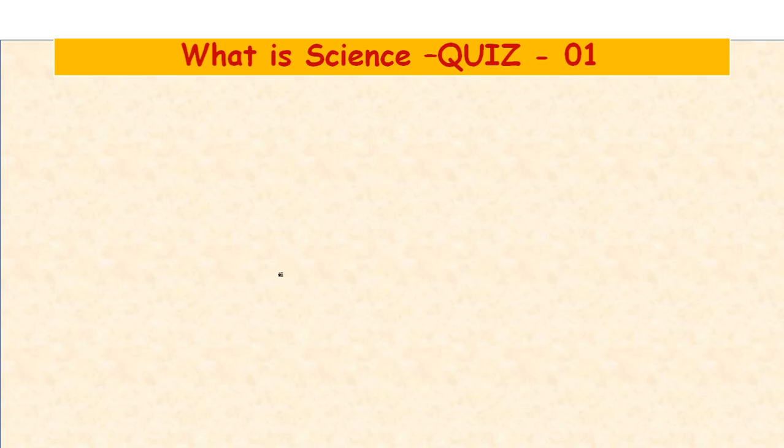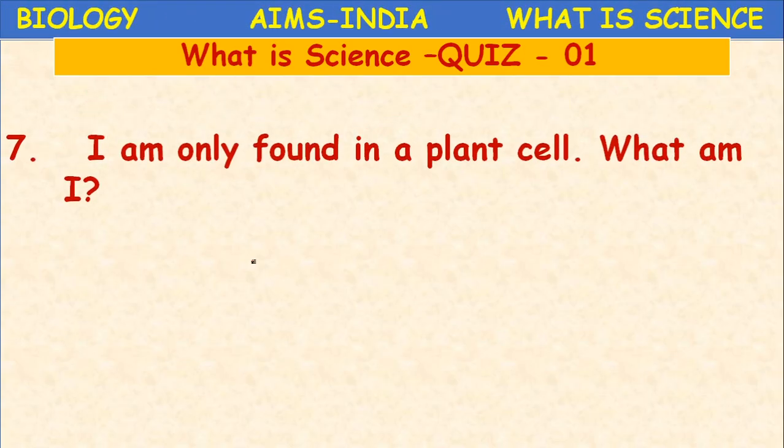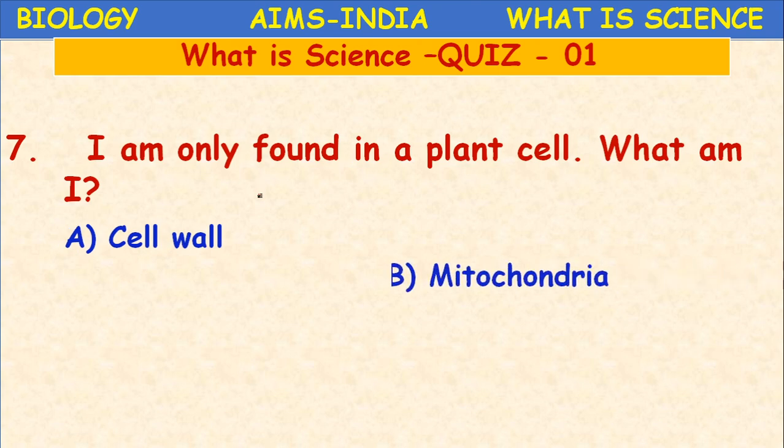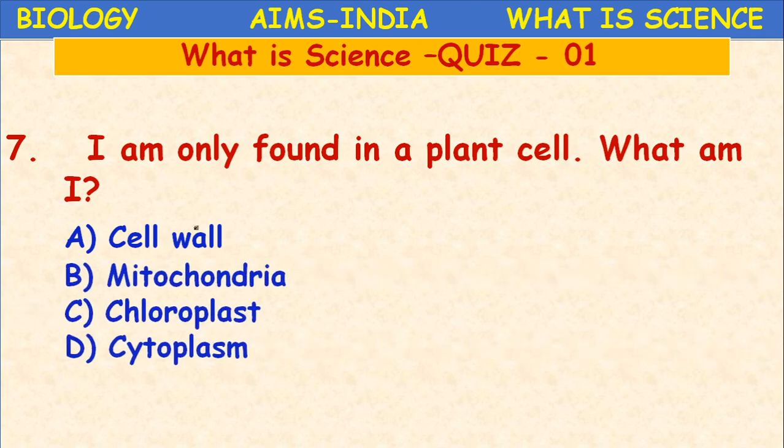Next, I am only found in plant cell. What am I? Here cell wall, mitochondria, chloroplast and cytoplasm are given.